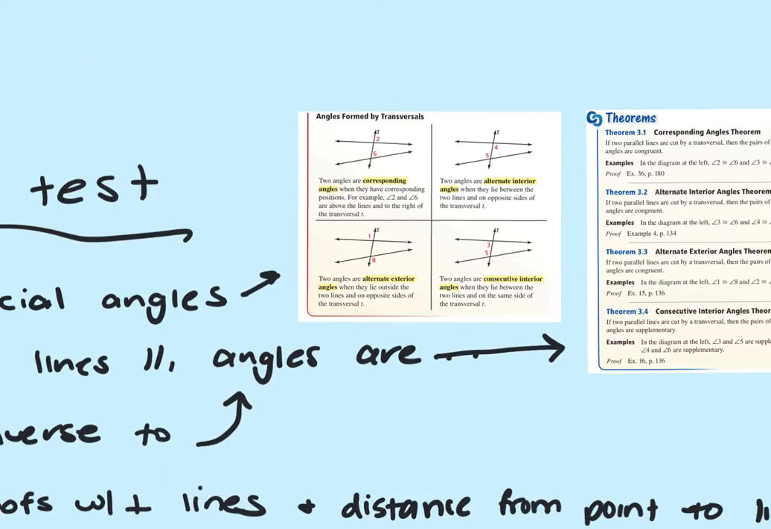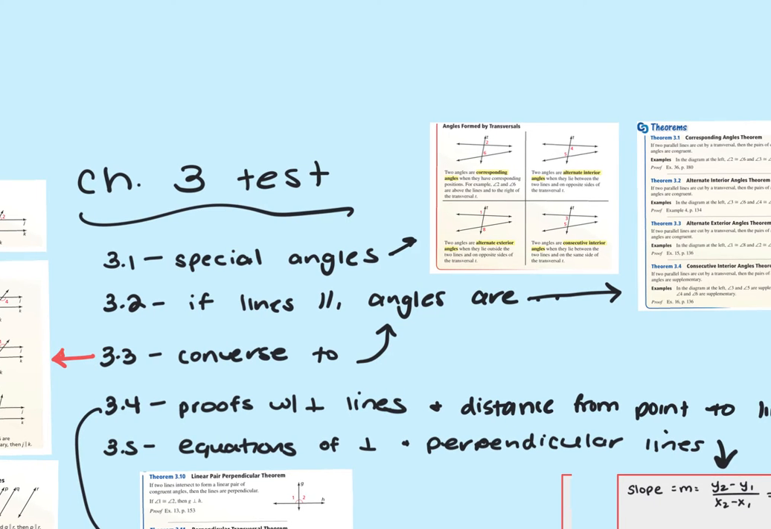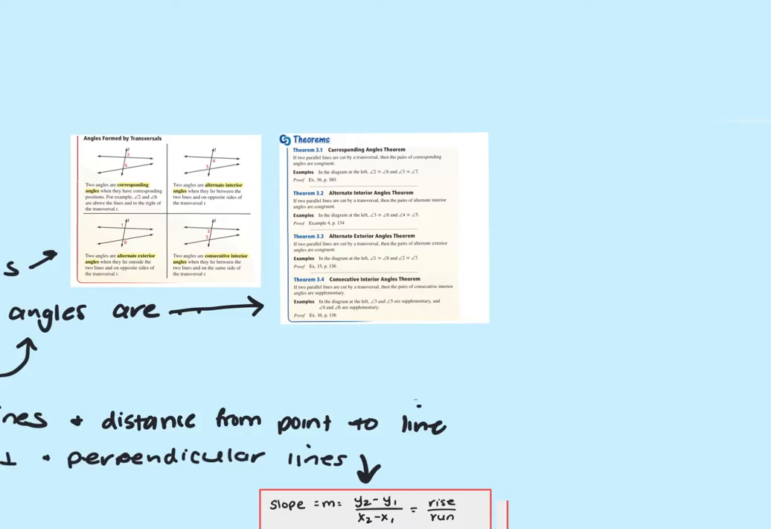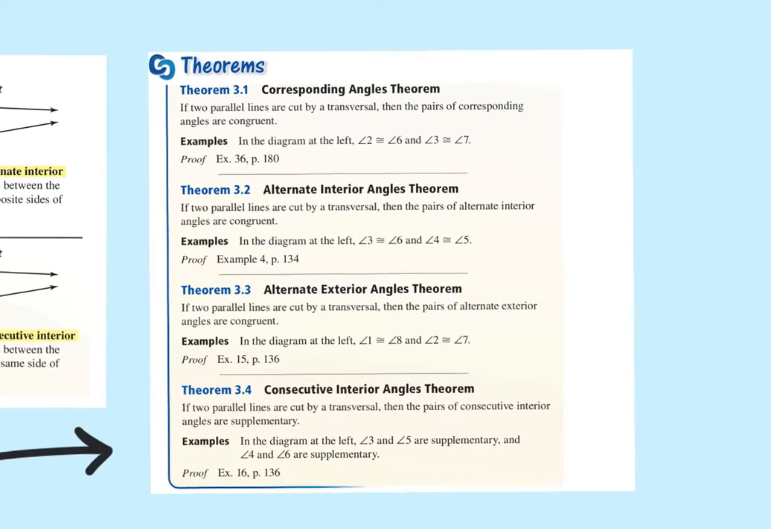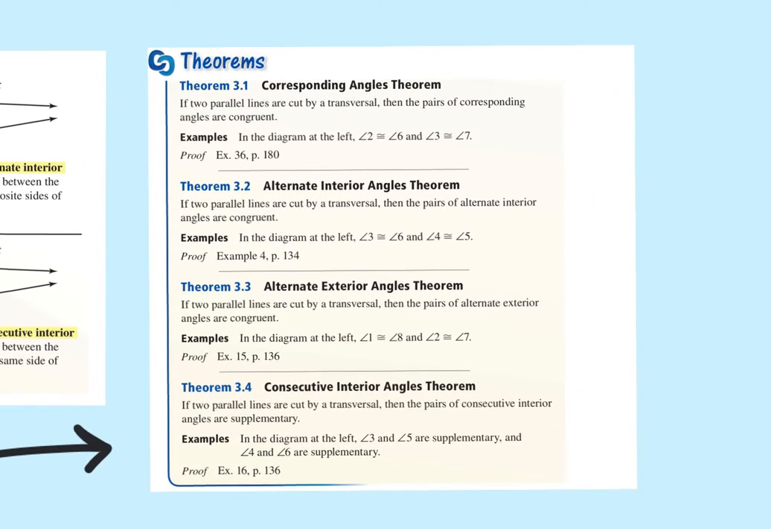Then in 3-2, we learned that if the lines were parallel, there were a lot of relationships that were set up from there, specifically 4 pairs of angles which were congruent and 1 that was supplementary. So we said that corresponding were congruent. We said alternate interior were congruent, alternate exterior were congruent, and then consecutive interior were the ones that were supplementary.